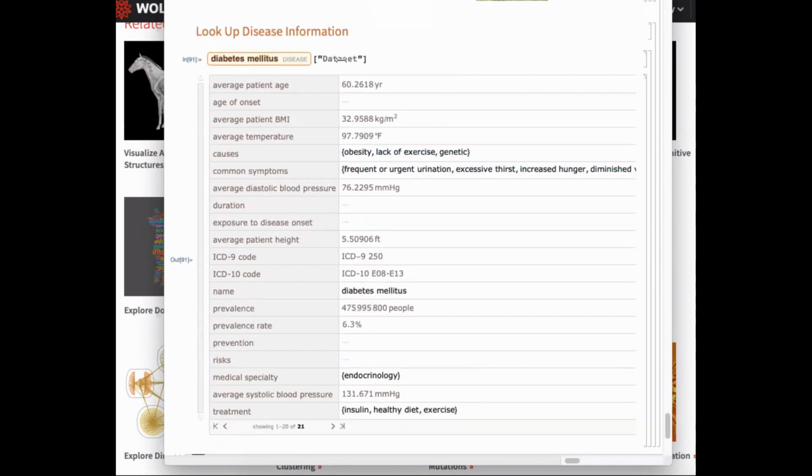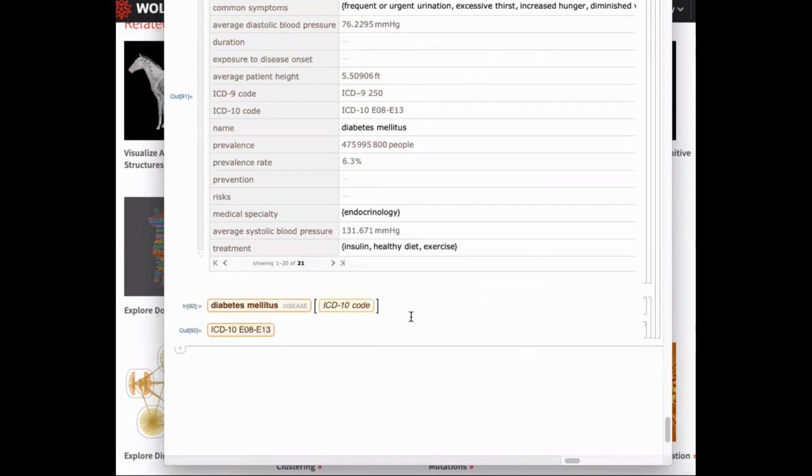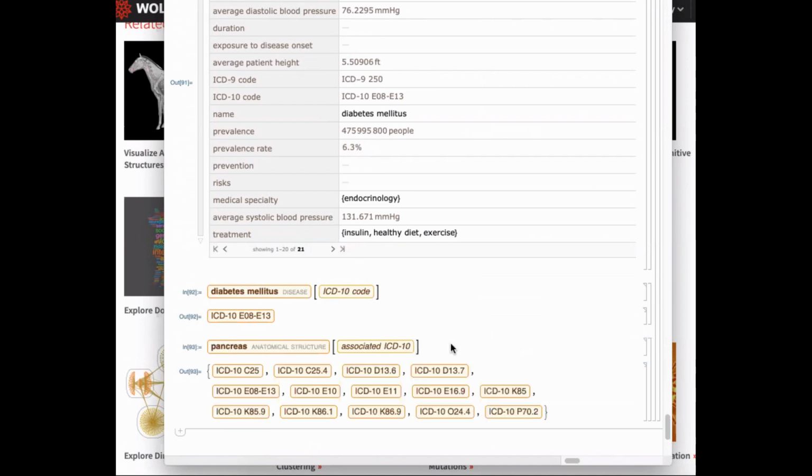And this domain is closely related to other biology and medical entities. So for instance, you can look up ICD-10 entities, which stands for International Classification of Disease Codes, associated with a particular medical condition, or find diseases associated with certain anatomical structure entities.